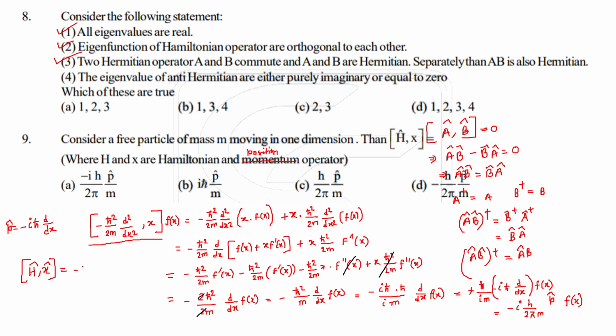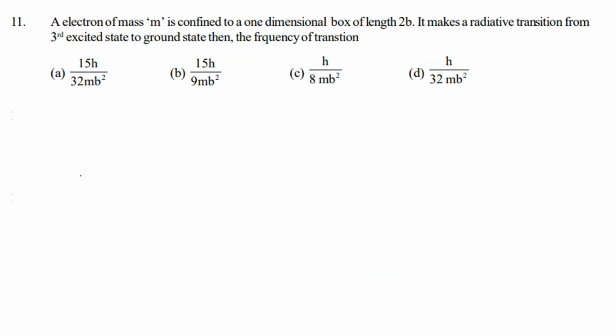So they want to know what the commutator of h and x is equivalent to. So this is equivalent to minus i h divided by 2 pi, p hat by m. f of x is an eigenfunction upon which we have operated the commutator, and we get back the f of x. So option number 1 is correct. Now let us solve the next problem.